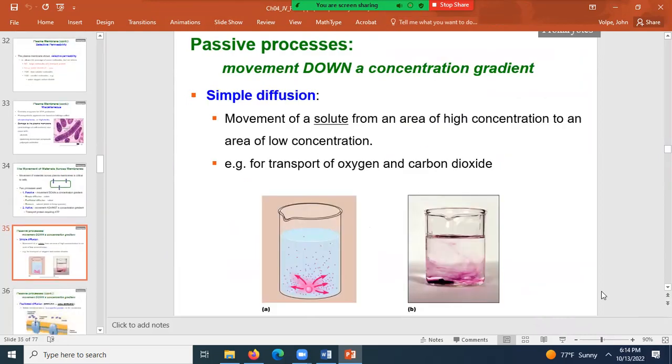All right, let's talk a little bit more about simple diffusion. There's the movement of molecules against its concentration gradient, and movement of molecules down its concentration gradient, where a solute moves from an area of high concentration to areas of lower concentration, such as when we put a drop of dye in the water. Simple diffusion is the way that oxygen and carbon dioxide move into a cell or out of a cell.